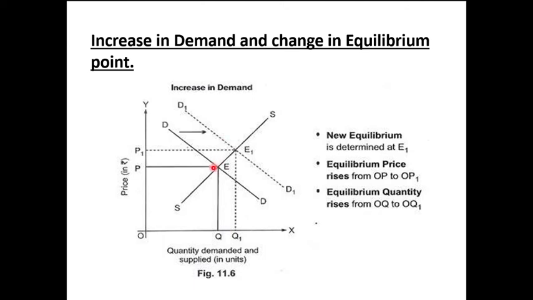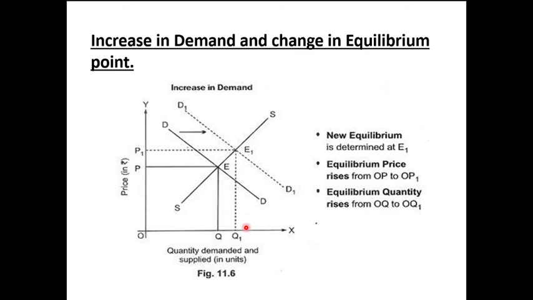Then because of increase in demand, the demand curve shifts from D to D1. Here you can see that there is a change in equilibrium price. The price is also changed from P to P1 and the quantity demanded is also changed from Q to Q1. So this is the actual observation of this diagram.